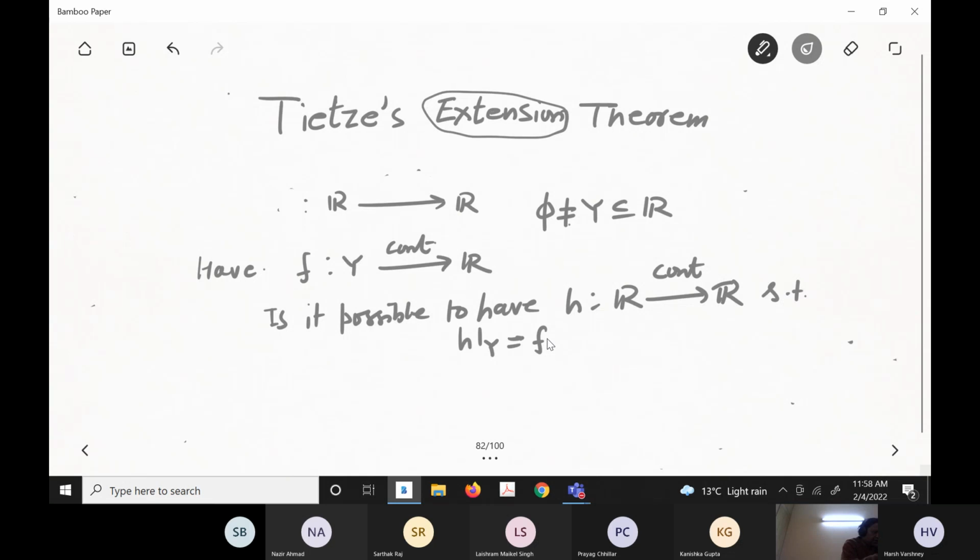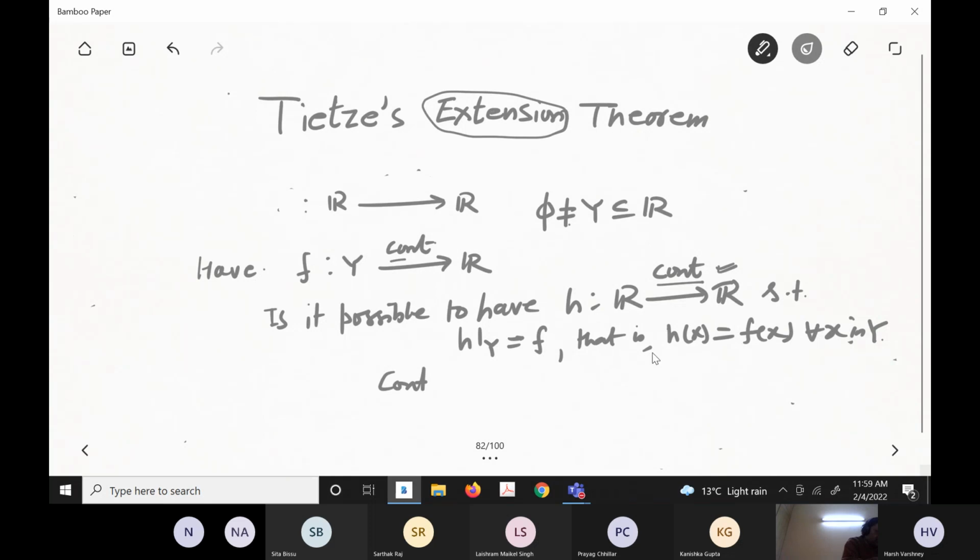You are going the other direction. That is, h(x) equals f(x) for all x in Y. Now look, I have taken a continuous function here, so I am going for a continuous one here. This is called an extension. This is a continuous extension rather.